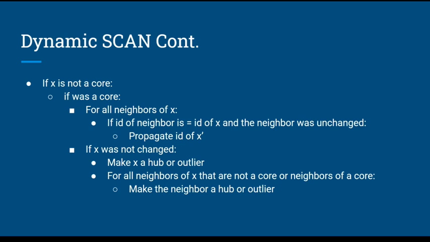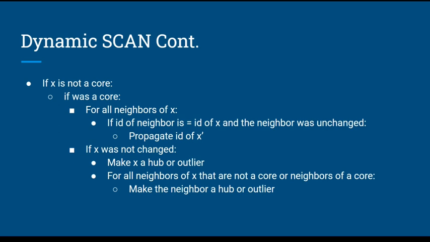Next, if x is not a core, if it used to be a core, then for all neighbors of x, if the IDs used to be similar and the neighbors were unchanged, we'll propagate the ID of x prime. If x was not changed, then it will make x a hub or outlier, and for all neighbors of x that are not a core or neighbors of a core, we'll make the neighbor a hub or outlier.